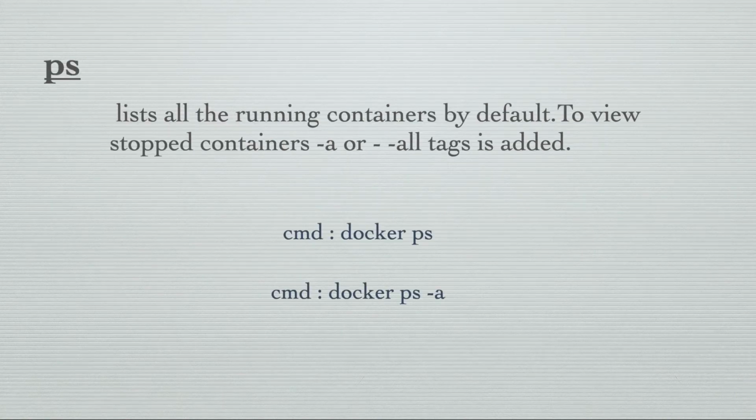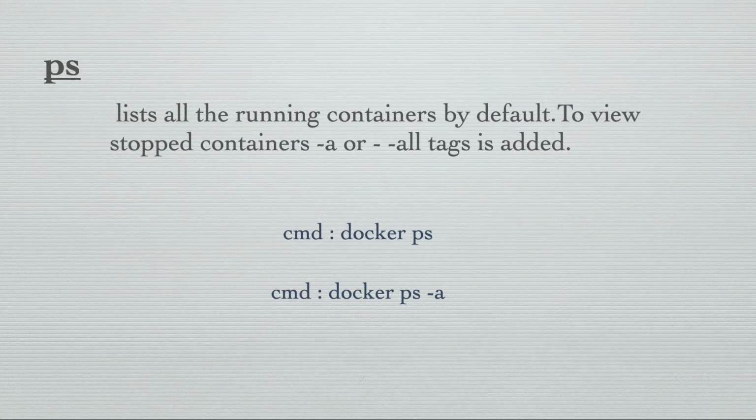Next command is ps. ps basically refers to process. Whenever we run a Docker image as a container, those containers are basically nothing more than a process in our host system, right? It's just that those processes are maintained by the Docker engine. So the ps command is used to list all the running containers by default. Whatever containers our system is actively running right now will be listed out by using this command. So if you run docker space ps, it will list out all the running containers.